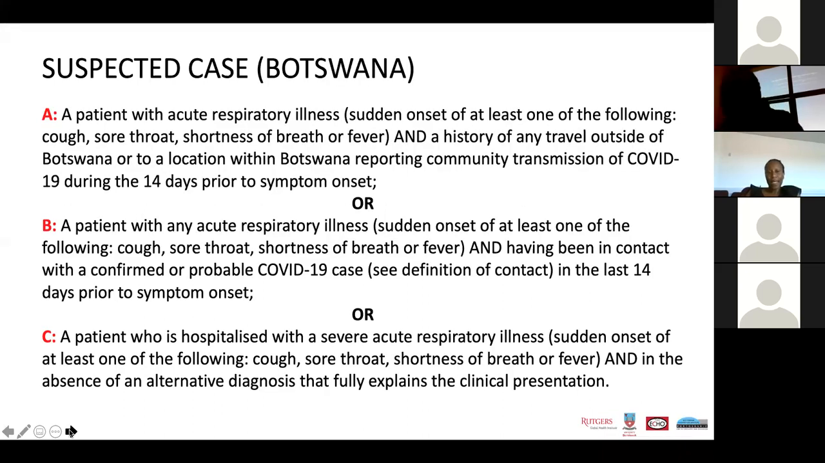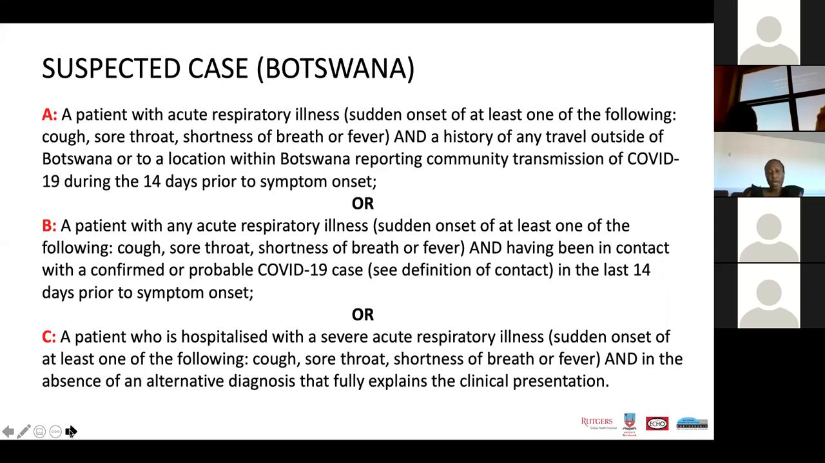So here I'm depicting the clinical case definition that we'll be working on. It says a patient with acute respiratory illness with sudden onset of at least one of the following: cough, sore throat. So the fever, as per the WHO case definition, because we want to increase the sensitivity of the case definition here, we dropped the 'and', and that is why it reads thus. So fever is not necessarily a requirement. Also a history of travel outside of Botswana, or to a location within Botswana reporting community transmission of COVID-19, during the 14 days prior to the symptom onset.